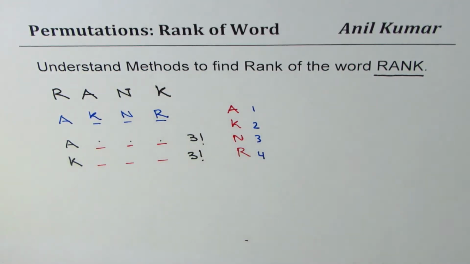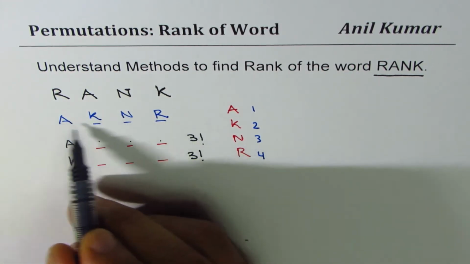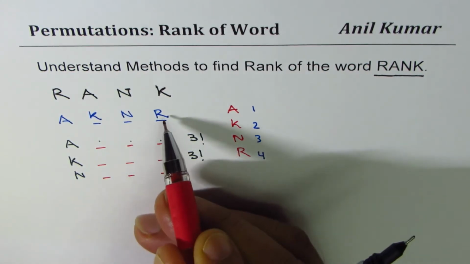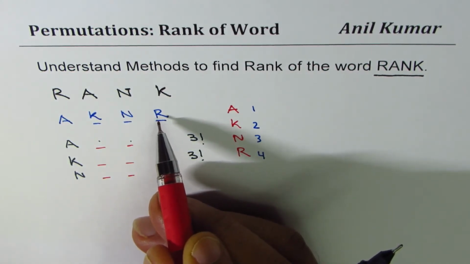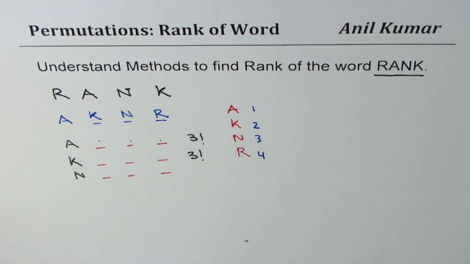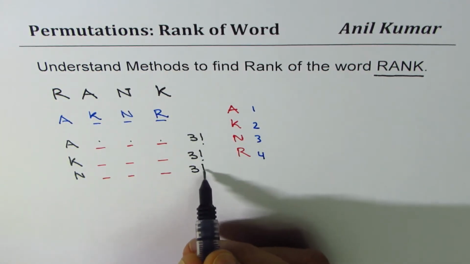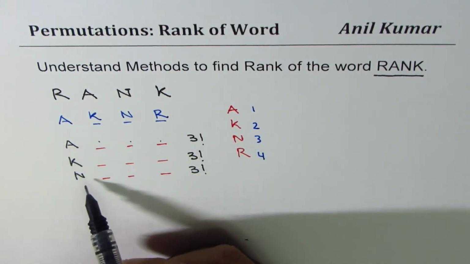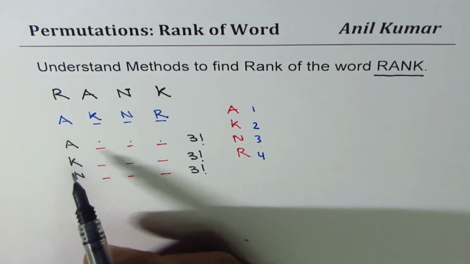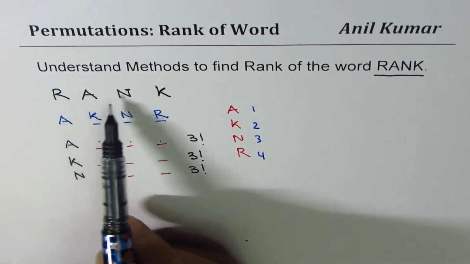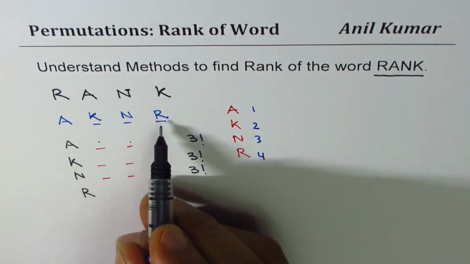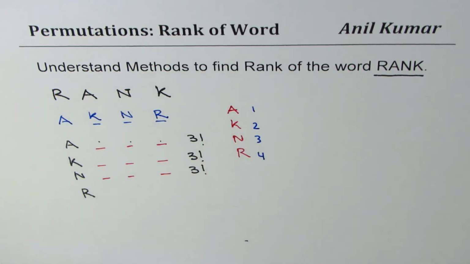Then we'll start with N. We can try all these words. All of them will come before rank, since R is in the last position, right? So all these will come before. So there are another three factorial ways to fill in. So we are looking into a dictionary. Think like that. All the words possible from the letters R, A, and K. And now we hit R. R we need. Correct. Rank, R we need. So we got our first word which we need.